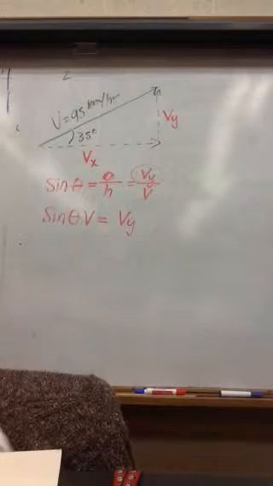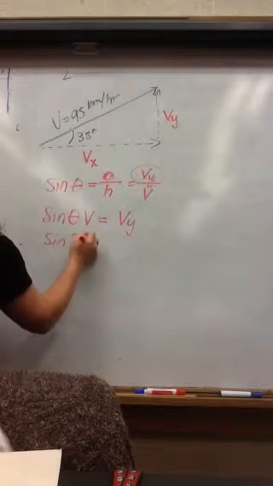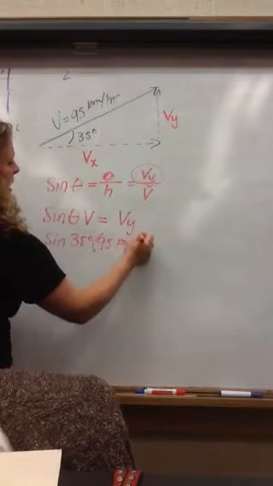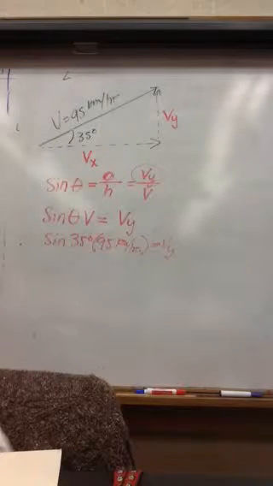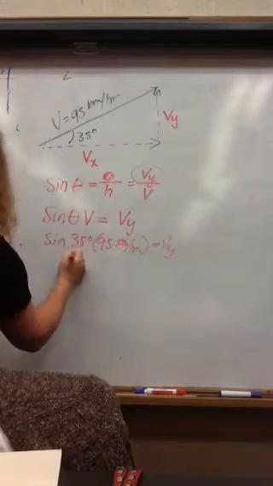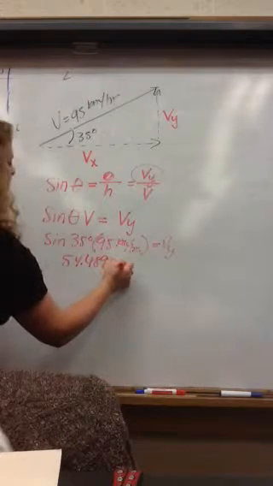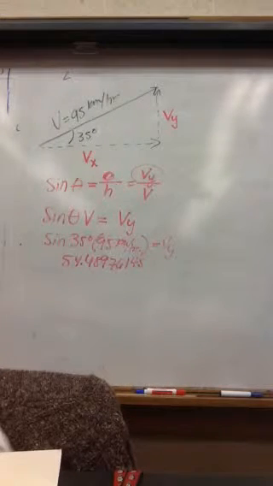Simple, clear. So go ahead and do sine. What we would take is sine of 35 degrees times 95 kilometers per hour, which will give us our v sub y. Sine 35 times 95, and we get a v sub y of 54.48976. What are our units? Kilometers per hour. They haven't changed.